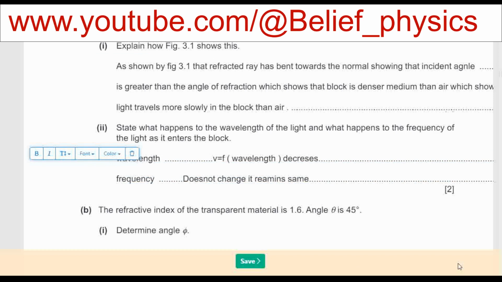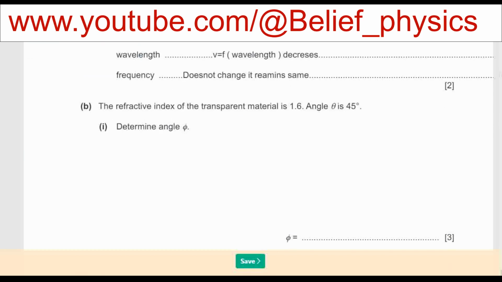The refractive index of the transparent medium is 1.6. Angle theta is 45. Determine angle phi. For this we have Snell's law: the refractive index n is equal to sine i divided by sine r, where r is the angle of refraction here.